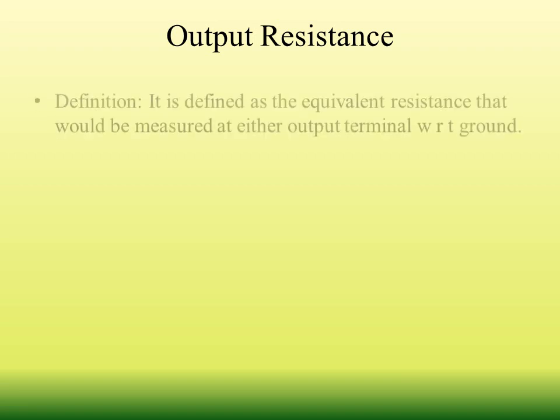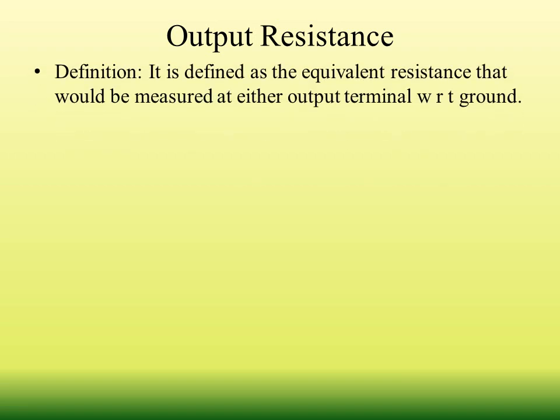Now we'll calculate the third parameter, that is output resistance. Its calculation is very simple, but first we'll define what we mean by the output resistance. It is defined as the equivalent resistance that would be measured at either output terminal with respect to ground. At any output terminal with respect to ground, we can calculate the resistance, and that resistance will be the output resistance.